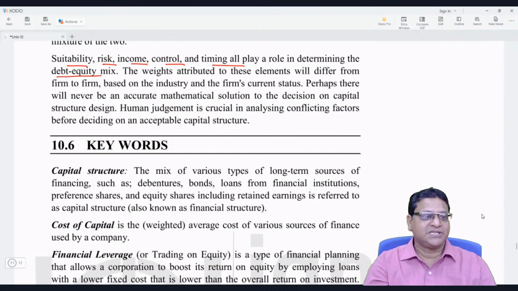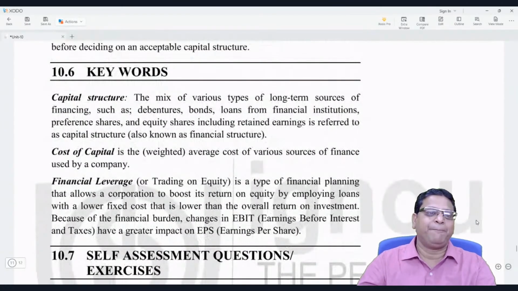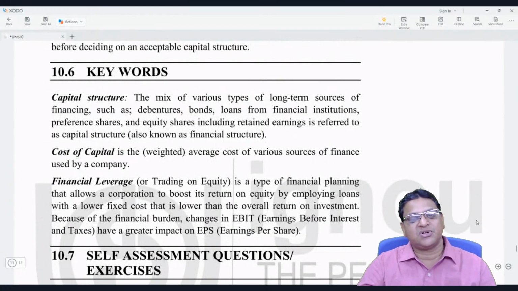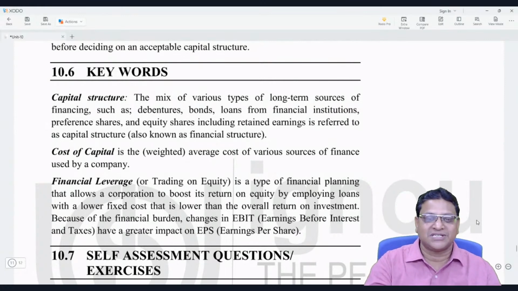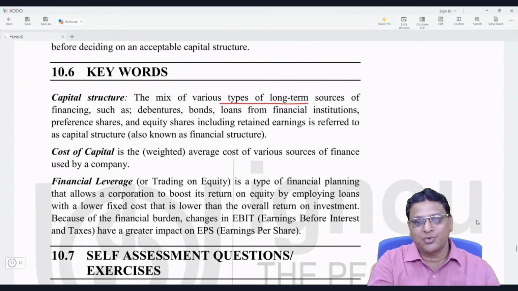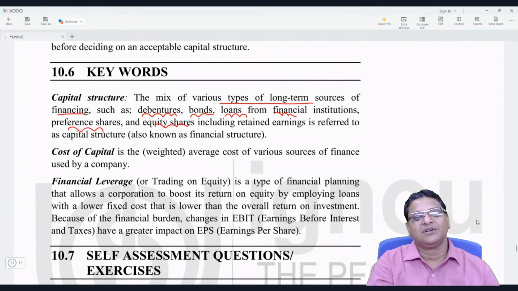Next, we have discussed different keywords of our discussion. One is capital structure. What is capital structure? We have discussed capital structure is the mix of long-term sources. Different types of long-term source of finance which are used in the business is known as capital structure. It's the composition of debenture, bond, loan taken from financial institution, preference share, equity share. It's known as capital structure. And capital structure is also called financial structure.